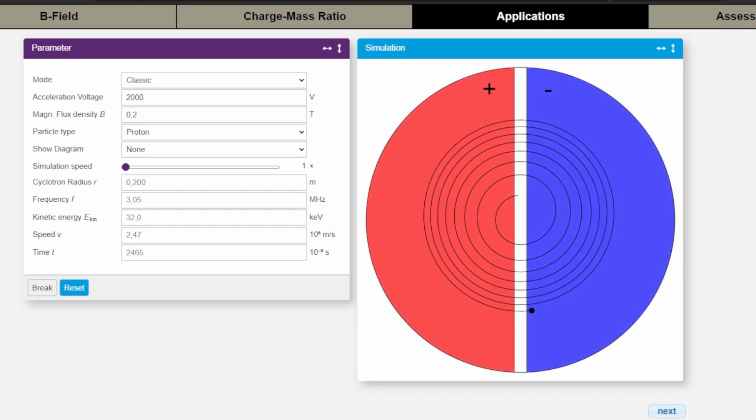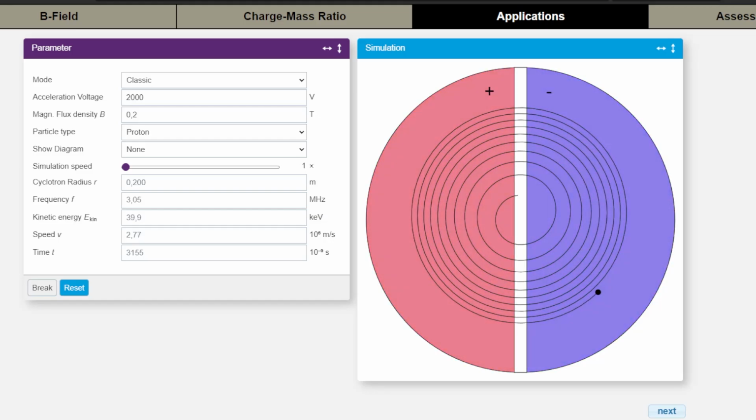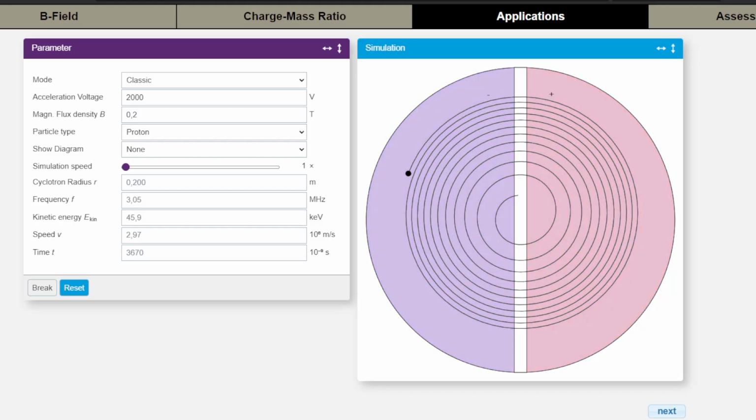With each acceleration, the particle moves faster. Wow, what a revelation. But this also means that the circular path gets larger. This phenomenon, where the particle moves faster, resulting in a larger orbit, but takes the same amount of time for the now larger orbit, is called the cyclotron frequency.